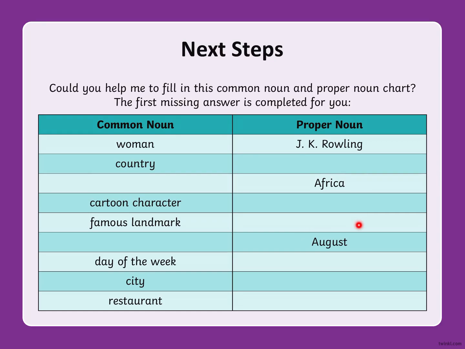Okay, how did you get on with that one? And, oops, I'm just going to change my finger over there. Right, there we go. So the next one we've got is August. So we've got our proper noun of August. What would be the common noun that we could write in here?